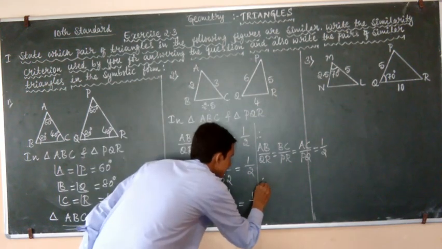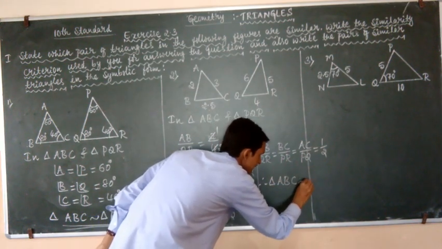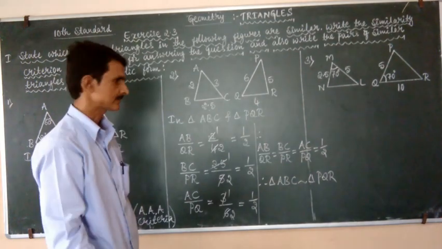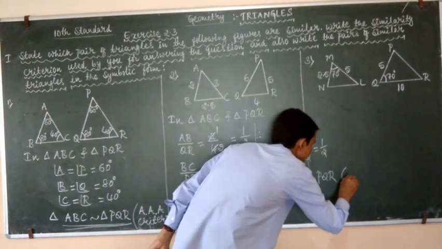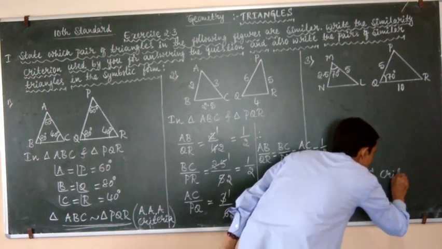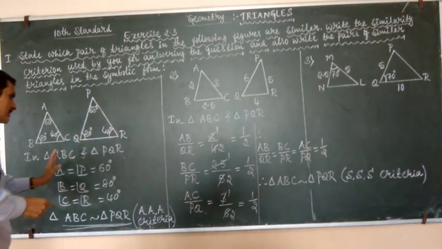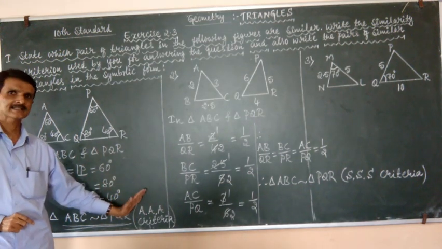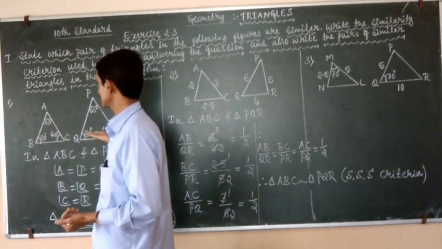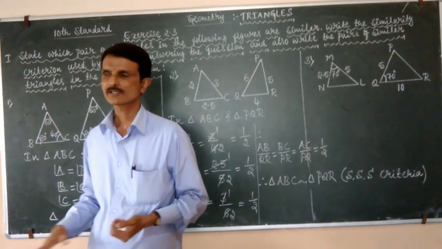So therefore we can write these two triangles are similar. Triangle ABC is similar to triangle PQR by side criteria. So in the first problem, we are using the angle criteria, because the measurements of the angles of one triangle are equal to the measurements of the corresponding angles of another triangle. So therefore they are similar.